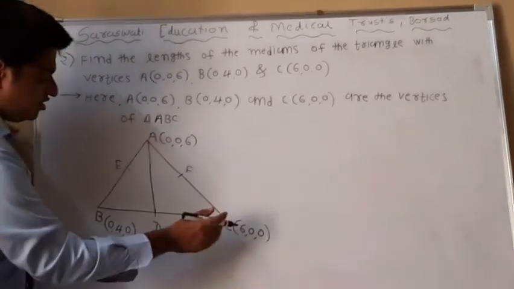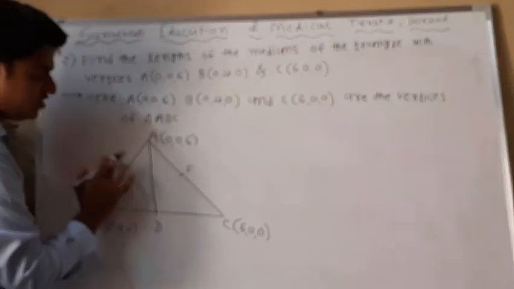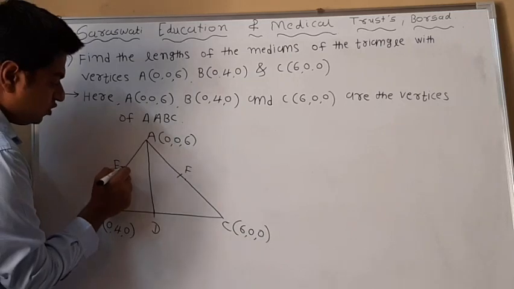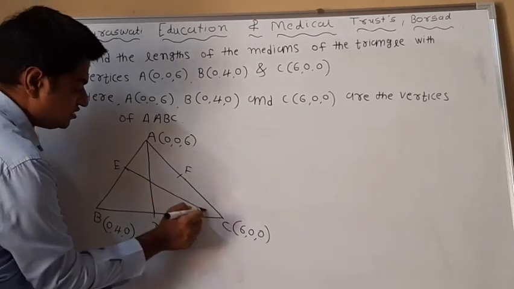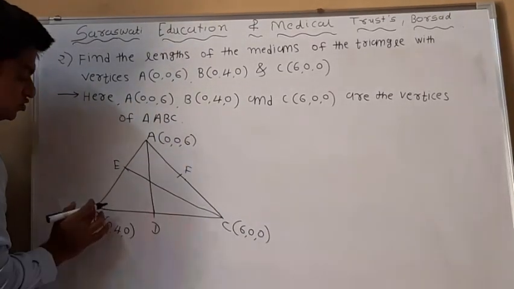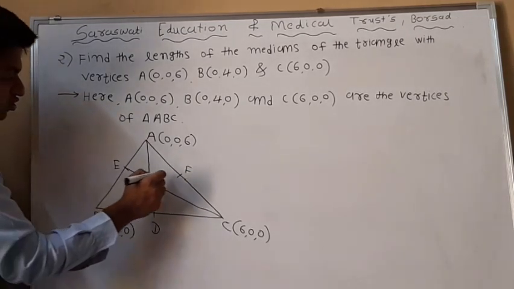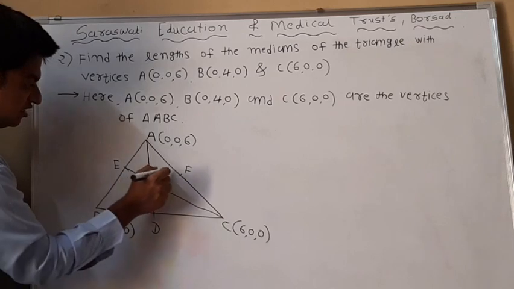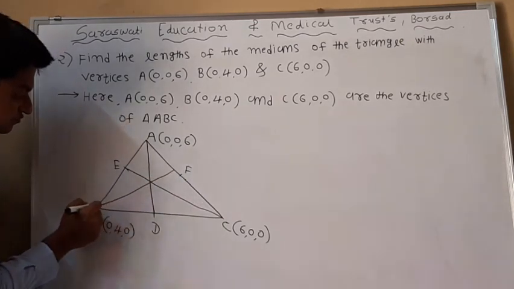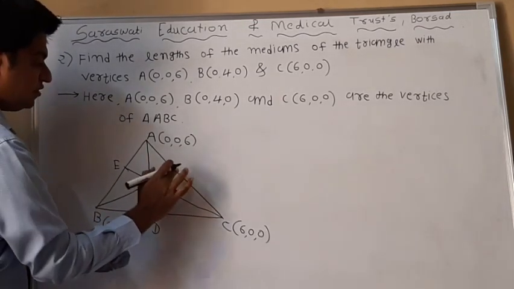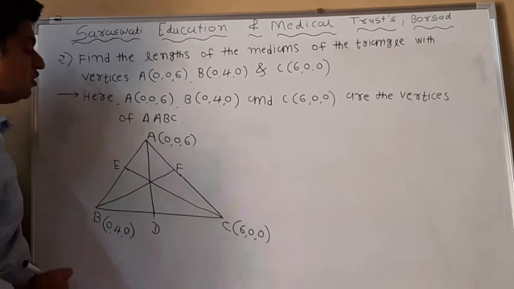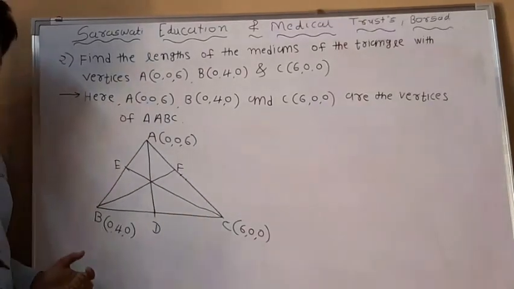Now in the same way, join point C with E. So our second median is EC, and similarly join F and B. So our third median is BF. Okay, but how can we find out?